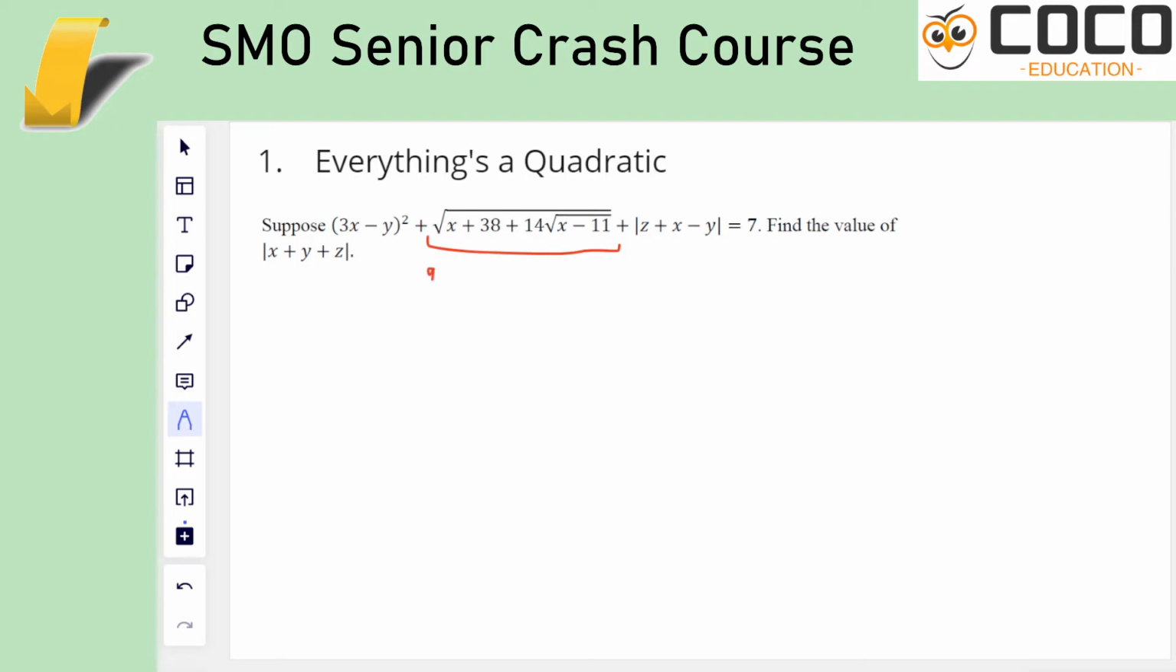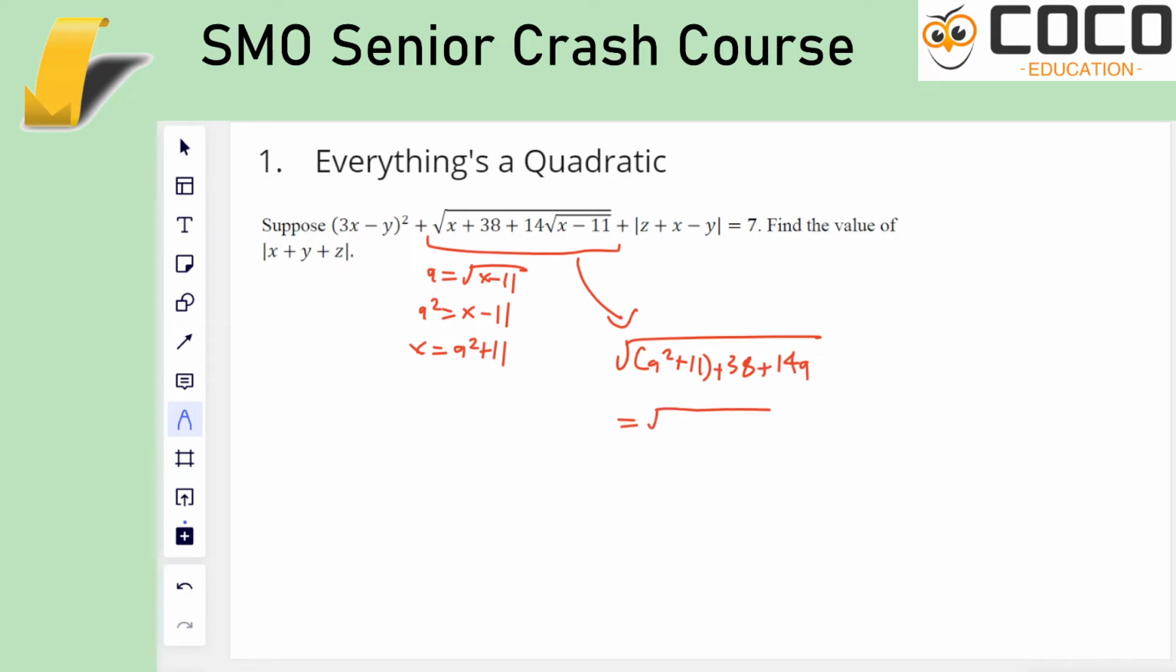To help us see that, we can let a be square root x minus 11 and complete our substitution by letting x be a squared plus 11. Perhaps you can already see what's happening. This is just a plus 7. It cannot be negative of a plus 7 since a is positive.